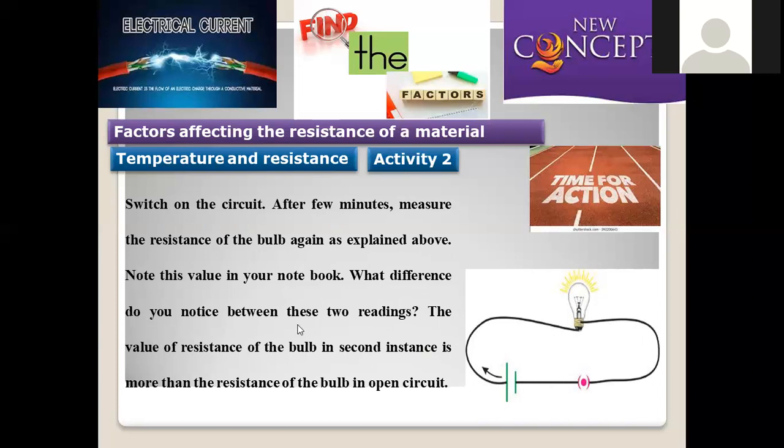Then, what difference do you notice in the two readings? Initially, without any heating, we directly illuminate the bulb, and at that instant, we measure its resistance. Let us assume after 30 minutes, we repeat the experiment a second time. The resistance of the bulb in the second instance will be more when compared to the initial one. After 30 minutes, the resistance value will be higher. So it has increased in a certain manner when compared to the initial one.